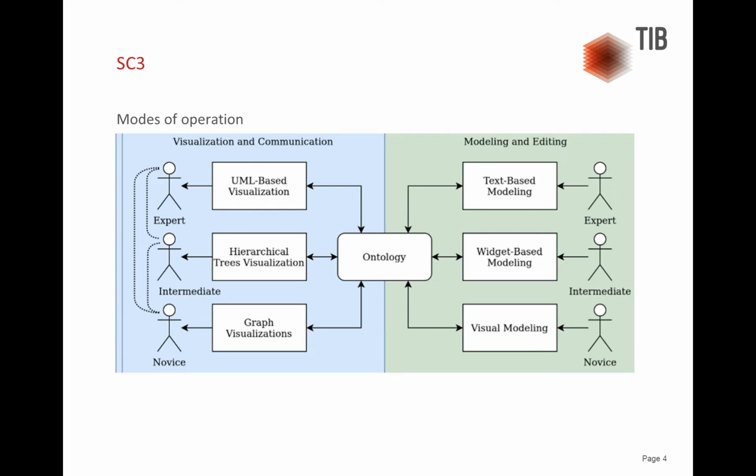The ontology is the central point for all user groups. The different modes of operation provide specific functionalities for the different user groups. On the right, we see modeling and editing operations. For example, an expert can use text-based modeling, an intermediate user can use a widget-based approach similar to Protege. A user without prior experience can use a visual modeling approach and create elements of the ontology directly in the graphical representations. On the left side, we see the visualization and communication modes of operation, designed for the individual user groups.